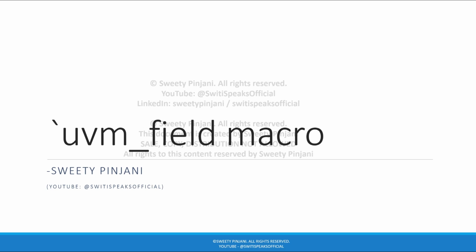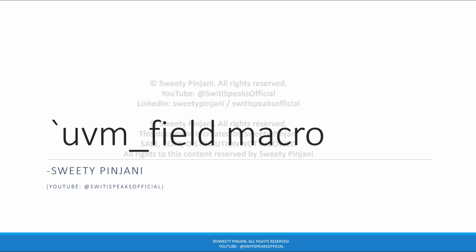Why are we seeing this UVM field macro in detail? The reason is that when you are writing your sequence items, you will have a lot of data fields, and for those data fields, we are going to use this UVM field macro a lot. That is why we want to understand this macro in detail. What are the options in this macro, so that we can use the right option at the right time? That is why we have to understand it in detail.